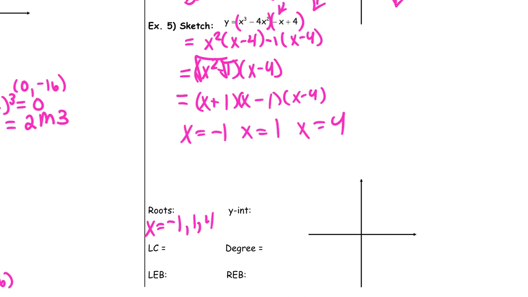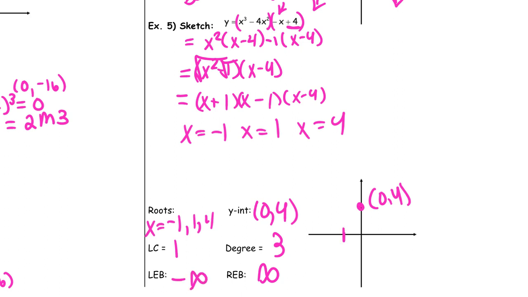Y-intercept. What's our y-intercept? That should take 2 seconds. Whatever the constant is, that is your y-intercept because all the x's become 0. What's the leading term? Hold on. X cubed, what's the leading coefficient? 1. What's the right end behavior since the leading coefficient is 1? The degree is? What's the left end behavior?